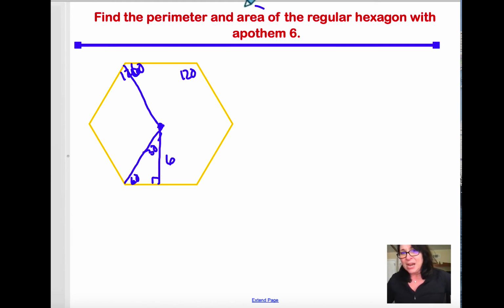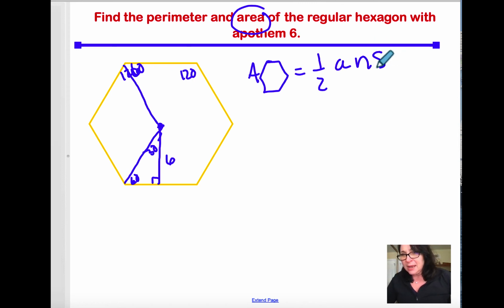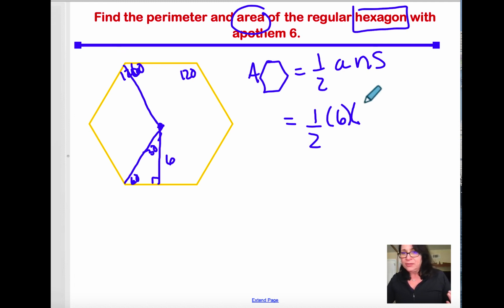I want to find the area and also the perimeter. So let's put the formula for the area down first. The area of the hexagon is going to be 1/2 a n s. And so 1/2 my apothem, which we already have, is 6, times the number of sides. Well, if this is a hexagon, this has to be 6. And then the length of one side, which I don't know yet, but we will find out.